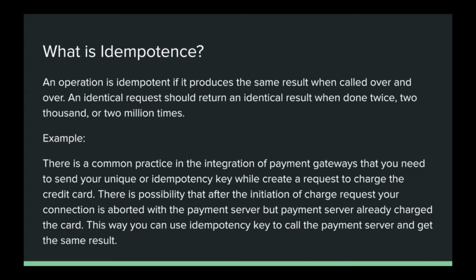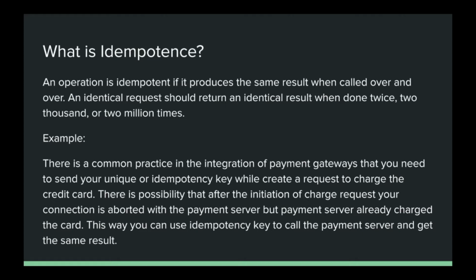Second, it will also help you work in an environment where a lot of real-time things are happening, and there is a possibility that you get more than one call for the same thing. So this concept helps you handle those situations. Okay. So an operation is idempotent if it produces the same result when called over and over. An identical request should return an identical result when done twice, 2000 or 2 million times.